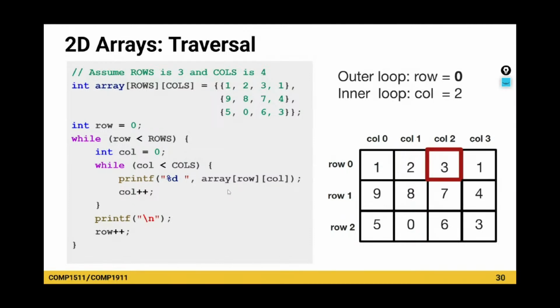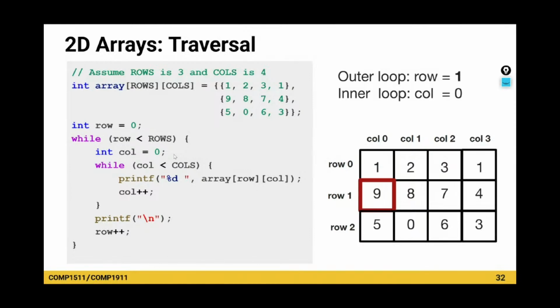We're still in this inner loop. We increment col, and we're printing row 0, col 3. Now at this point, we increment col. Col is equal to 4, and our loop stops, and we print a new line. If we keep going now, we're incrementing our row counter. So our row gets set to 1, but our col gets set back to 0.